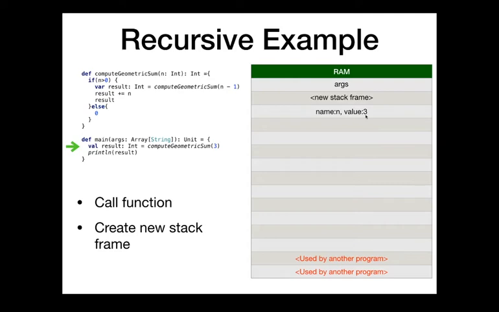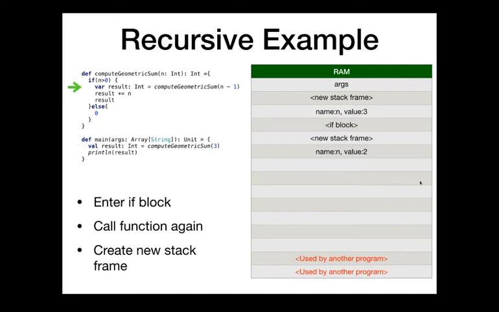Then we start executing the method. This entire method is just a conditional. I have one conditional that's going to tell me what I'm going to return, either run this code or just return 0. So here, my n is 3. 3 greater than 0 is true. So I'm going to execute this.